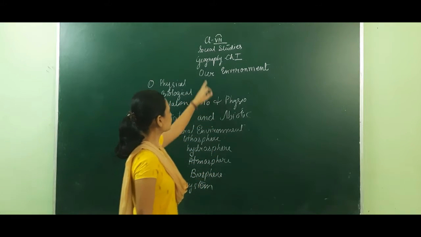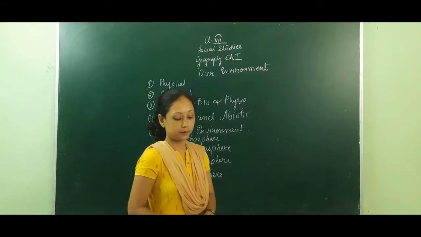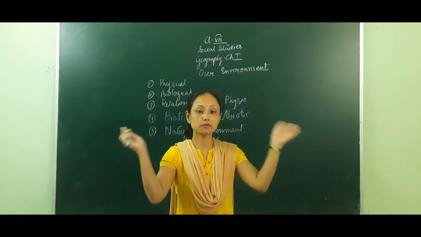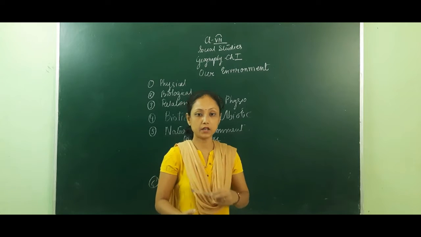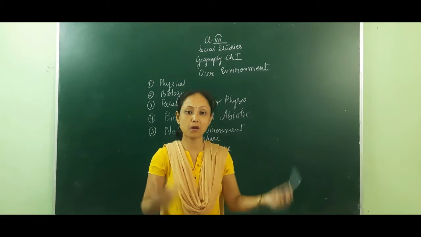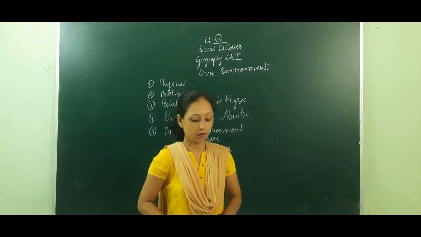Talking about the geography portion, that is chapter 1, our environment. Now, what is environment? Environment means the surroundings where we are living, meaning the air, the human beings, the birds, the animals, the plants, the hills, the mountains, everything. The environment means our surroundings.